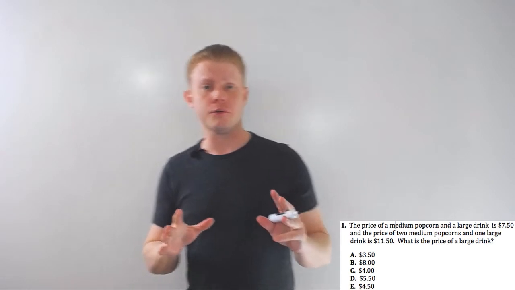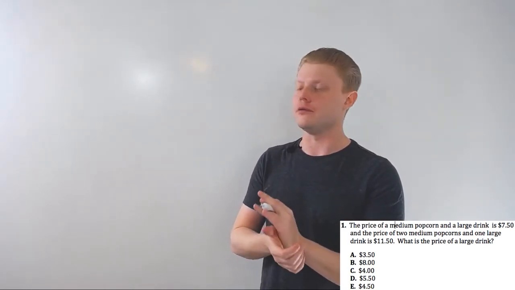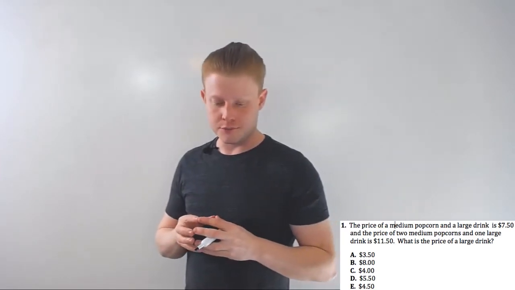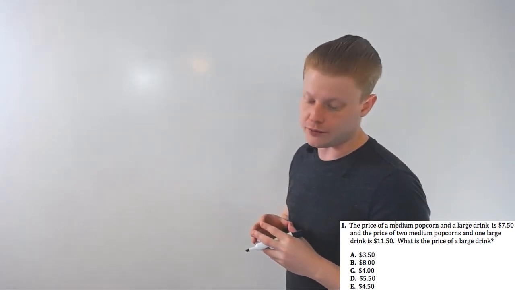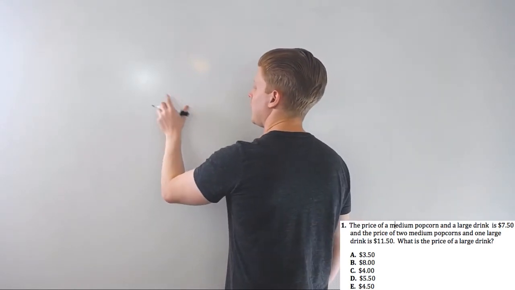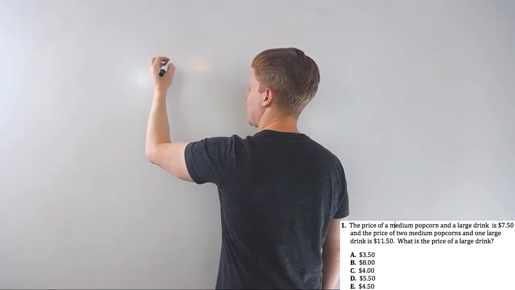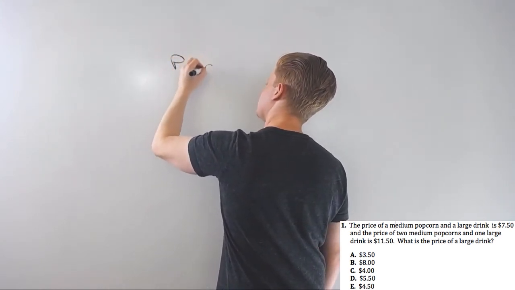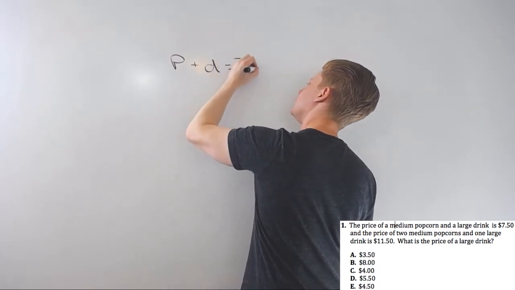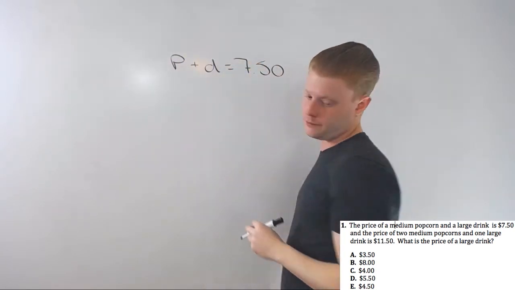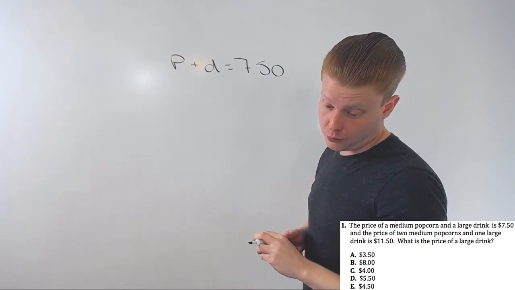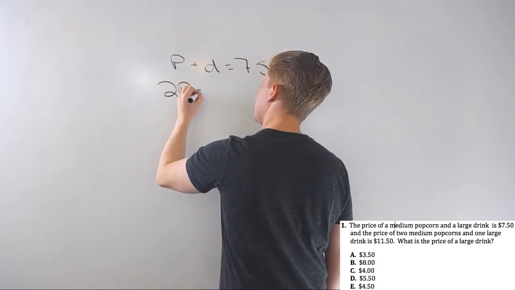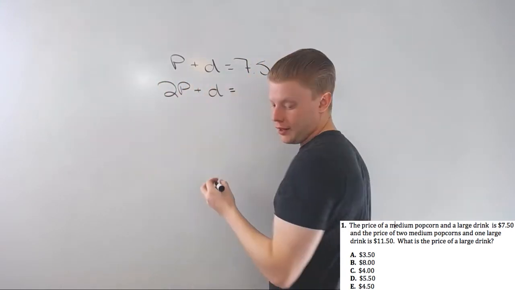So if you have trouble with making equations, please check that out in the book, on the videos. That's a really, really, really important skill. It's a key skill, shows up everywhere. Price of a medium popcorn, a large drink is $7.50. Okay. And is an operator that usually means addition. And we have popcorn plus drink is $7.50. Price of 2 medium popcorns and 1 large drink, 2p plus 1d, is $11.50.